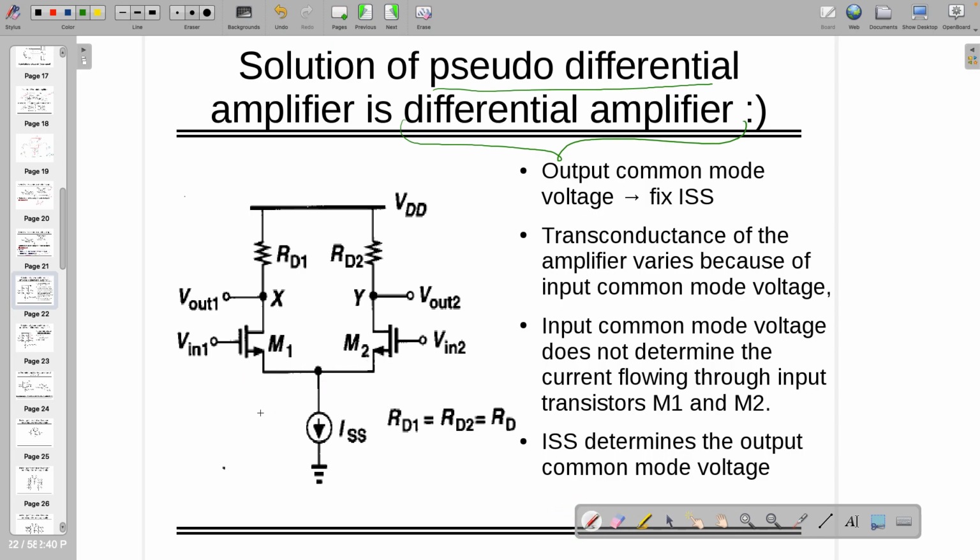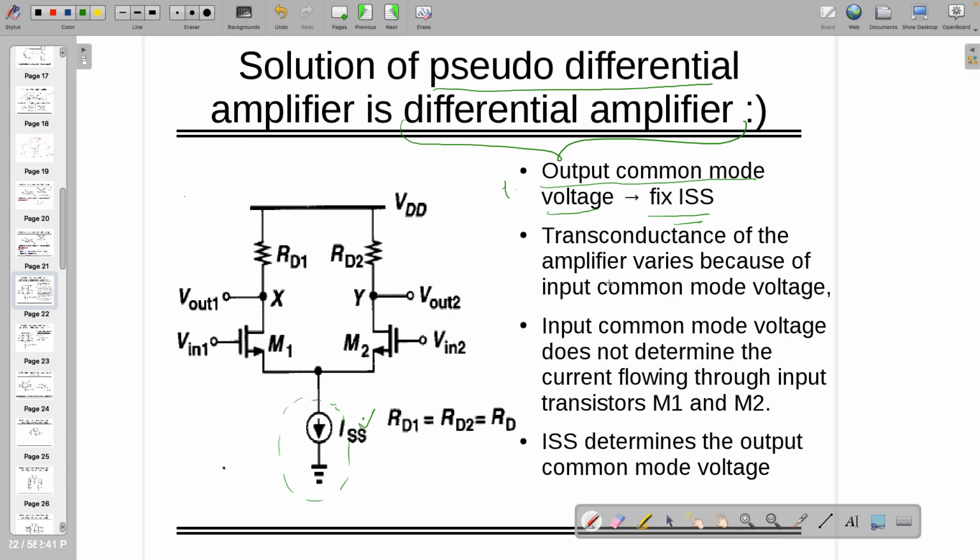Here this is acting as a virtual ground and you are fixing the common mode such that this DC current is going to bias these two transistors using just our given differential amplifier solution. Does it make sense, sir? Right. So here, what are the things happening? Output common mode voltage is getting fixed because of fixed ISS. This is one thing.